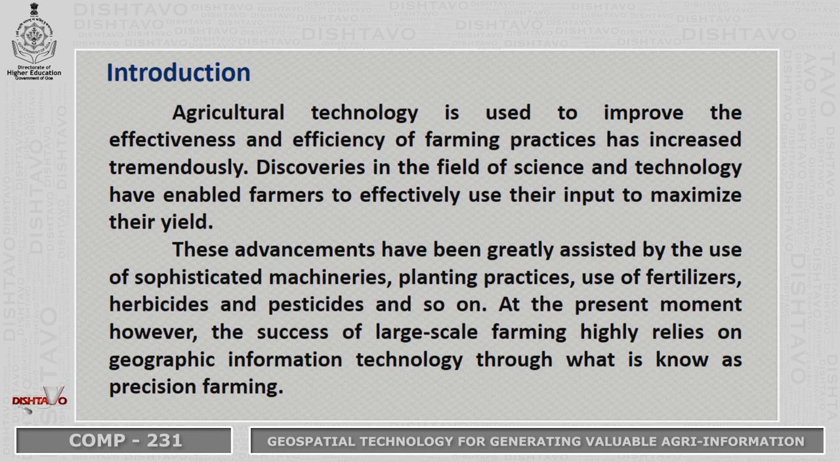Looking forward to the geospatial technology, the agricultural technology which is used to improve the effectiveness and efficiency of farming practices has increased tremendously. Discoveries in the field of sciences and technology have enabled farmers to effectively use their inputs to maximize their entire agricultural yield. These advancements have been greatly assisted by use of sophisticated machineries, planting practices, use of fertilizers, herbicides and pesticides and so on. At the present moment, however, the success of large-scale farming highly relies on geographical information technology through what is known as precision farming.